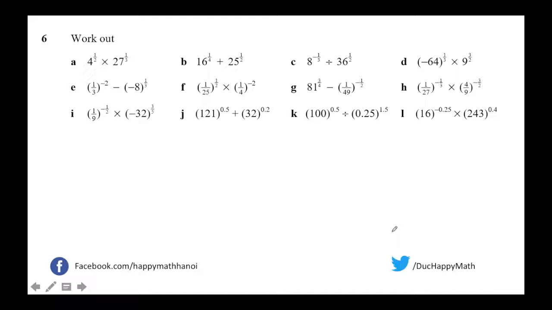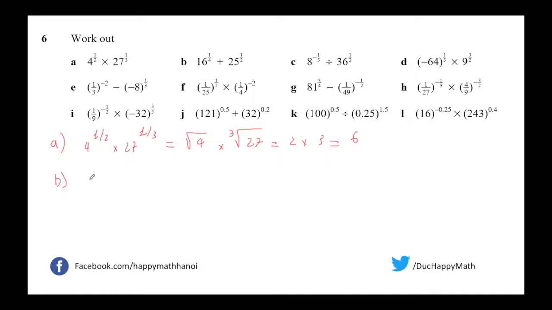Question 6. Simplify all the operations in each case. A, you have 4^(1/2) times 27^(1/3). So 4 to the power of 1/2 means the square root of 4, times the cube root of 27. This means 2 times 3, equal to 6.